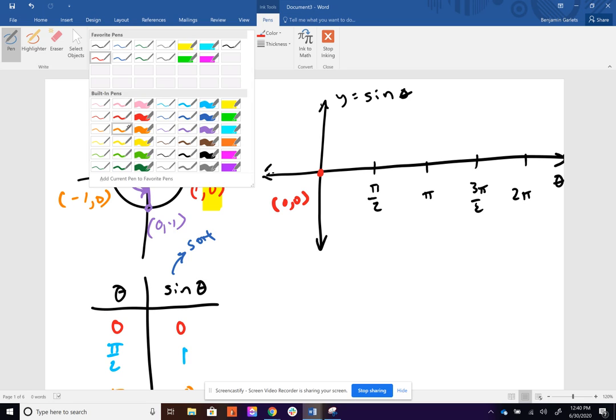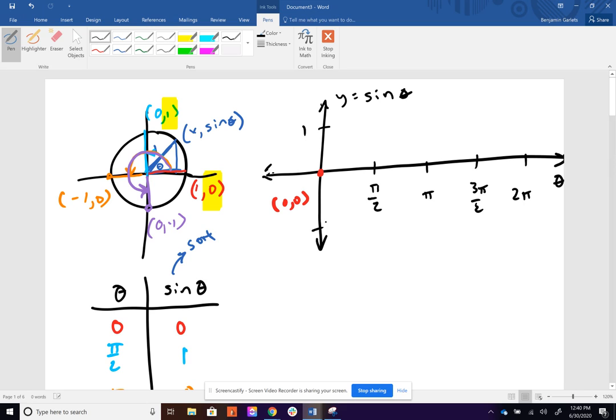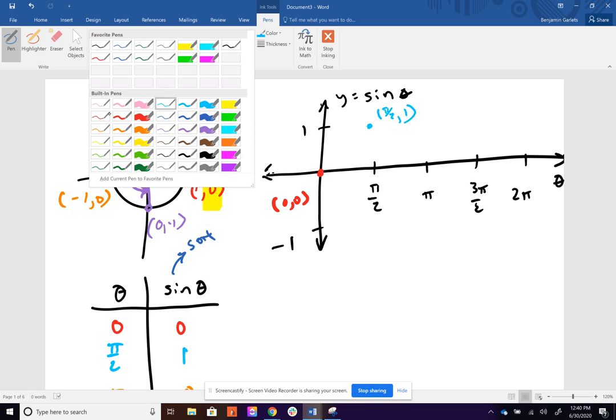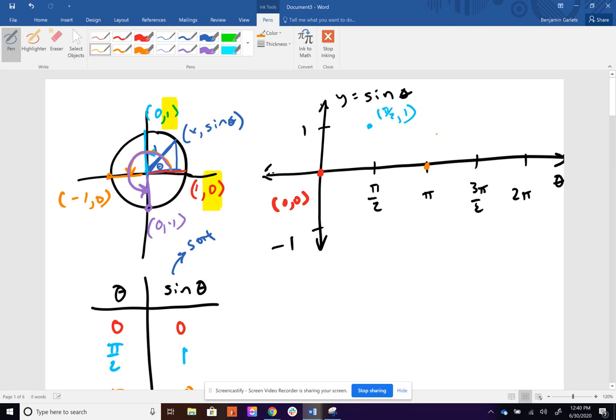I've got, and actually let me do 1 and negative 1 on my graph. And then I've got pi over 2, 1. So that points up here. And then I've got pi, 0, which is in orange. And I've got 3 pi over 2, which I think I did in purple. Yep, 3 pi over 2, comma, negative 1.